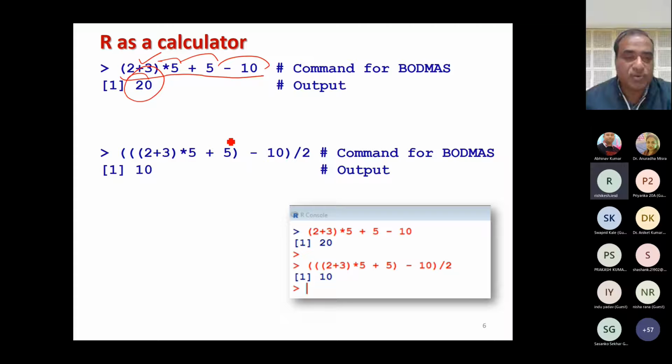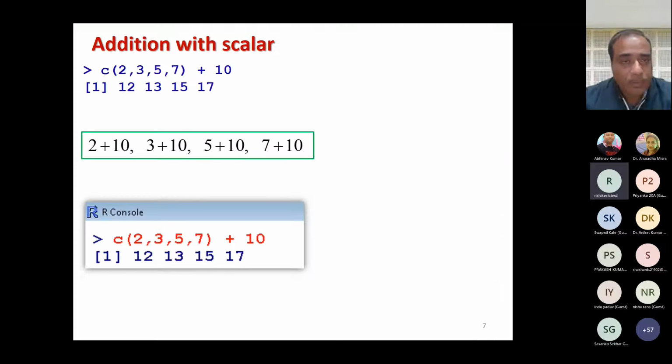So, and similarly, you can use multiple parentheses in exactly the same way as you do in usual mathematics, and you will get all types of outcomes. Now, that was a very elementary part.